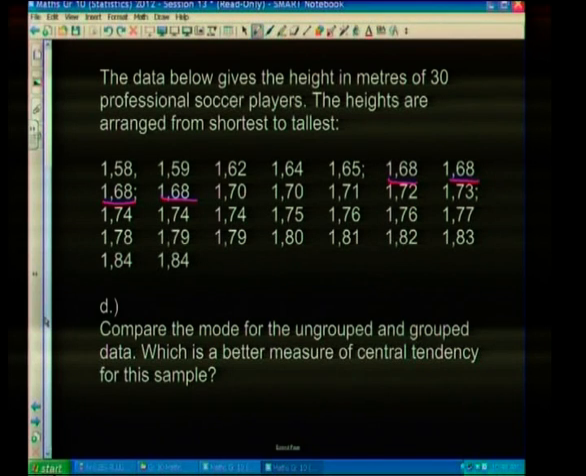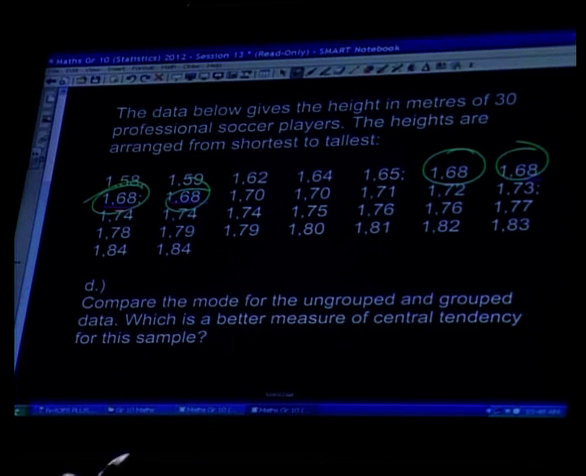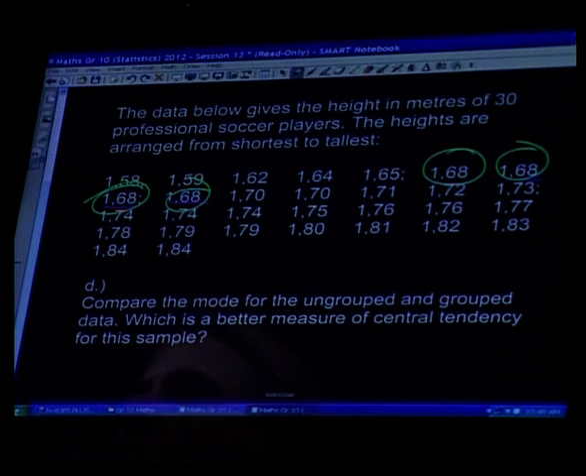Now, I've had a squiz through the data here. I've underlined 168 because it appears 4 times. So it would look to me as if the mode for my data, if it's ungrouped, is 168. Right, so 168 is my mode for my ungrouped data.